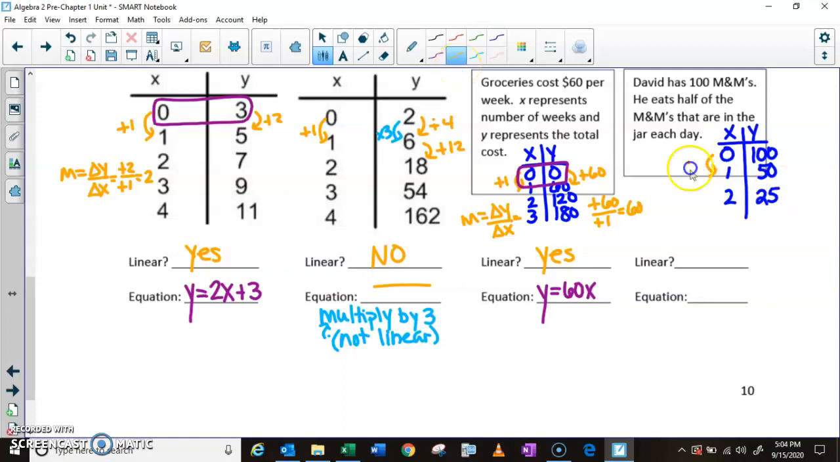So I can see there's a solid increase with adding 1. But down the Y column, I've either divided by 2 each day or multiplied by 1/2. In either case, multiplying or dividing is not what we're looking for it to be linear. I'm looking for adding or subtracting. So multiplying and dividing is not linear, so do not need to write that equation. All right, that is patterns in equations.